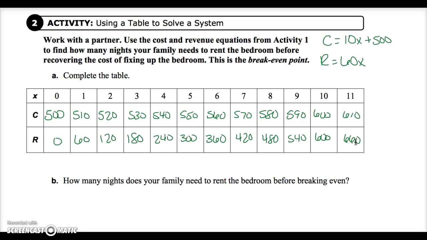Now part B says, how many nights does your family need to rent the bedroom before breaking even? Up here in the activity, it says to recover the cost of fixing up that bedroom and for running it, that's called your break-even point. So if we look at all of our costs through here, we want to find the point where they match up, and that is right here. At 10 nights, their cost and their revenue is the same, and anything above that is going to be profit for you and your family.